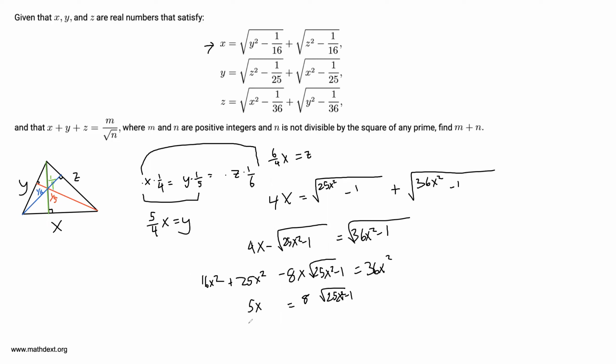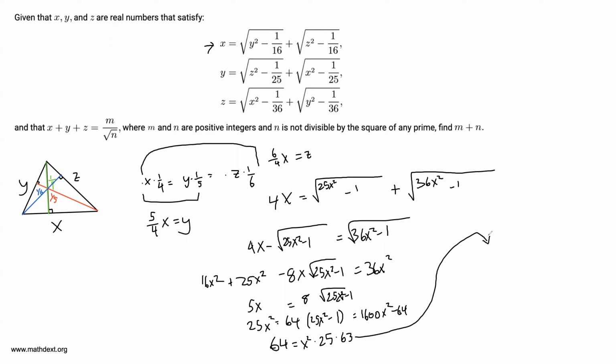And once again, we square both sides to get rid of the square root. We get 25x squared is equal to 64 times 25x squared minus 1, which is equal to 64 times 25 is 1600x squared minus 64. And thus combining like terms again, we got 64 is equal to x squared times 1575, which we can factor out as 25 times 63. And what do we get for x? Well, if we square root both sides, we get 8 is equal to the square root of this right-hand side, which is x times 5 times the square root of 63, which is 3 root 7. So x is equal to 8 over 15 root 7.